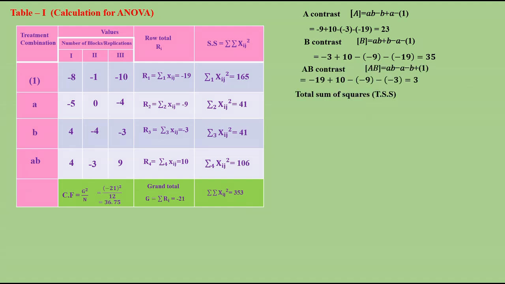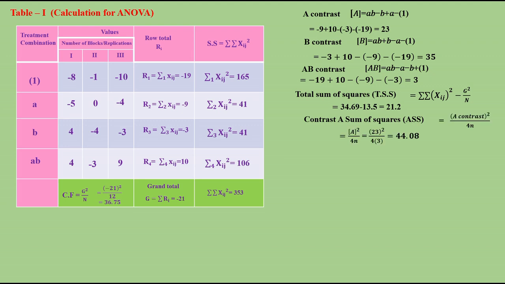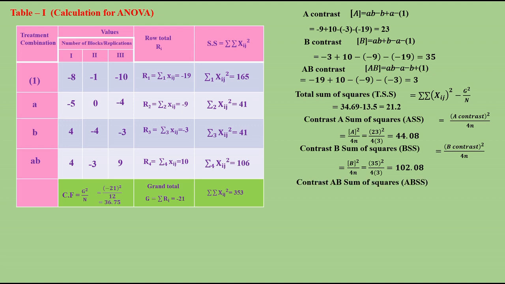Total sum of squares formula, take it from the table: 21.2. Then contrast A, sum of squares A, ASS, is equal to 44.08. Then contrast B, sum of squares BSS, is 102.08. Then contrast AB, sum of squares ABSS, is 0.75. Then the error sum of squares is equal to 169.34.